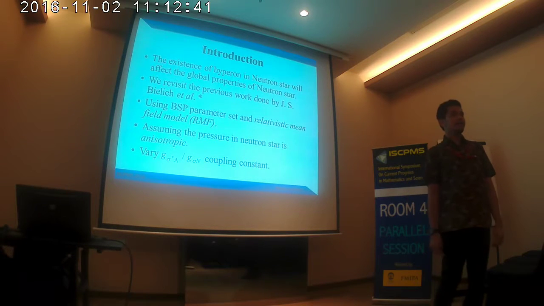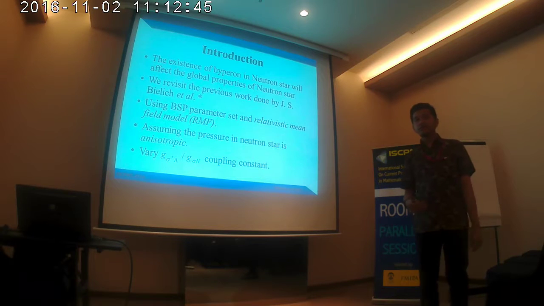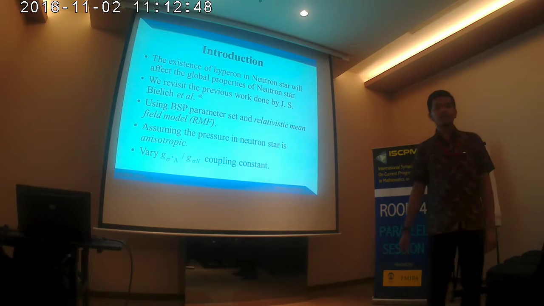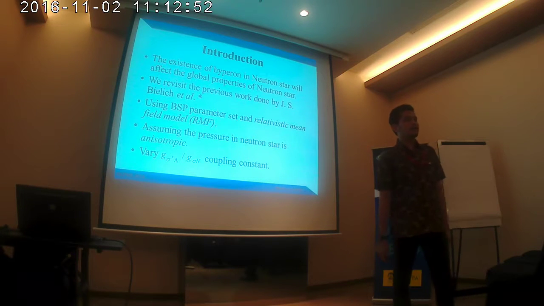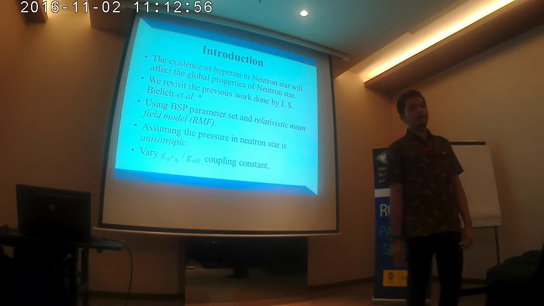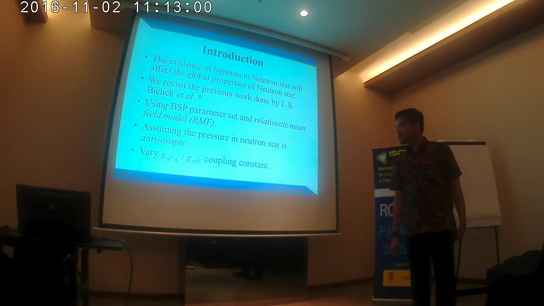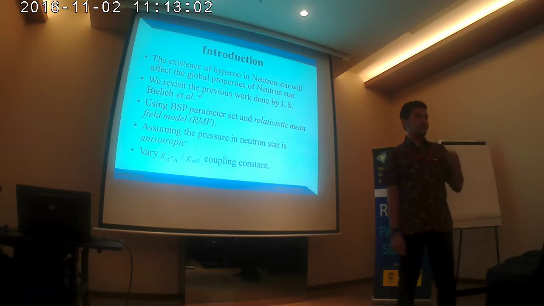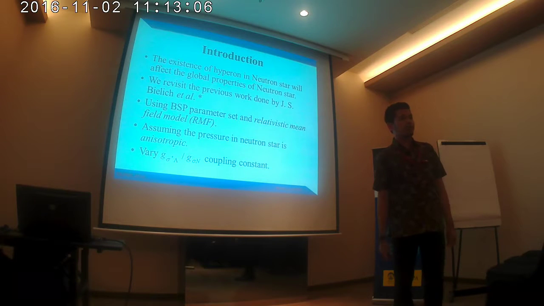In this study, we revisit their work, but by using different parameter sets, and we assume the pressure in the neutron star is anisotropic, which means there is a difference between radial and tangential pressure. To see the phase transition in the neutron star, we will vary the G sigma star lambda coupling constant.